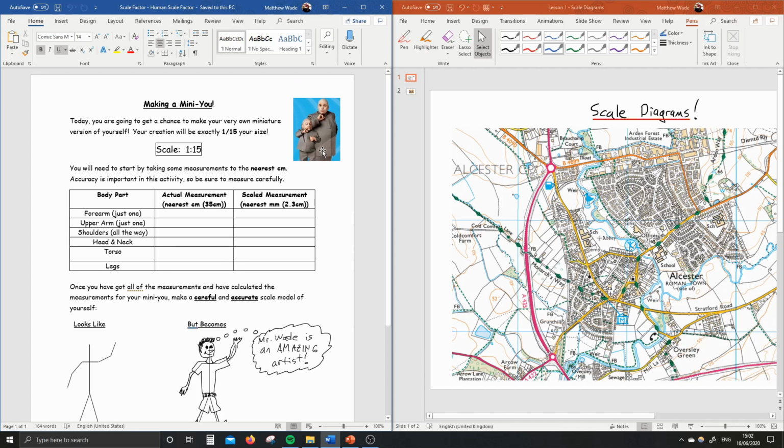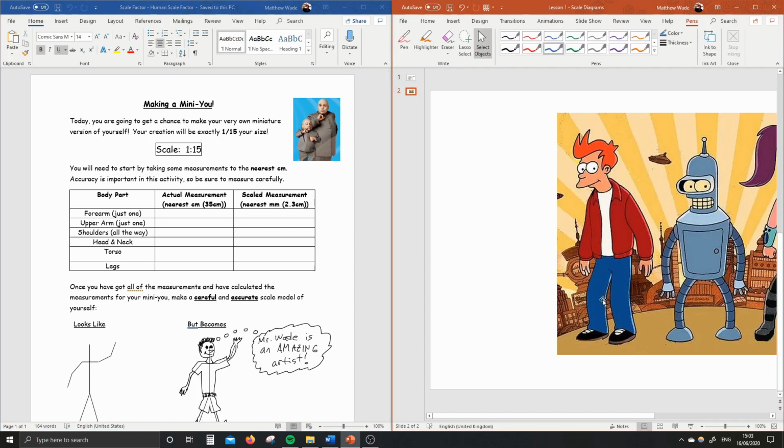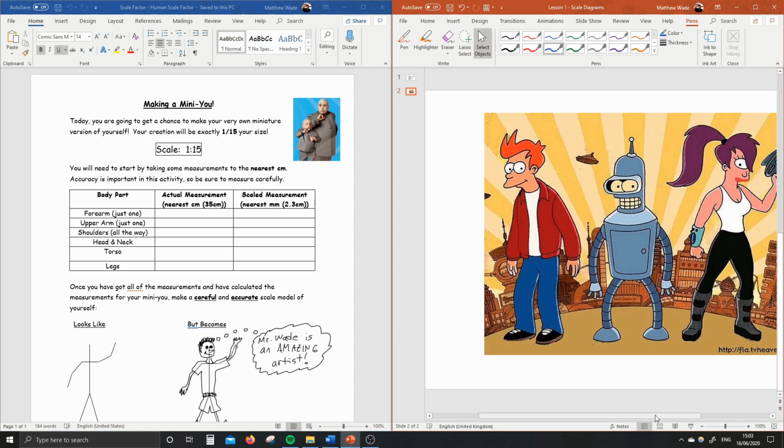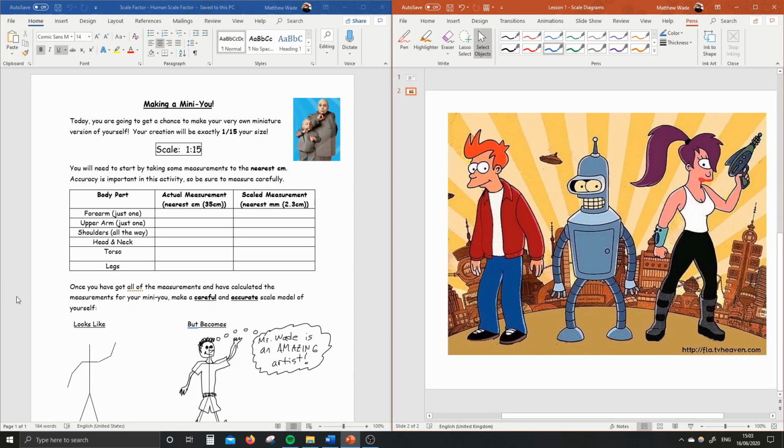It won't take ages, but it's going to be a scale of 1 to 15, which means that 1 centimeter of the picture that you're going to draw is 15 centimeters of you in real life. Cool. Here's what you're going to do. You're going to print this sheet out, or you're going to use your book if you still don't have a printer. You can write it in your book. It's okay too. And here's what we're going to do. Oops. My lovely picture of Futurama in the center here. Beautiful. Okay. So here's what you need to measure.